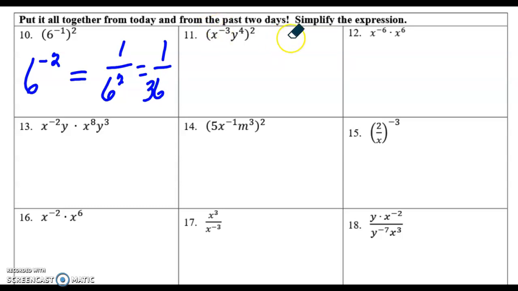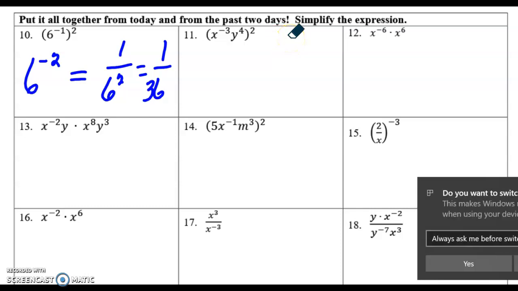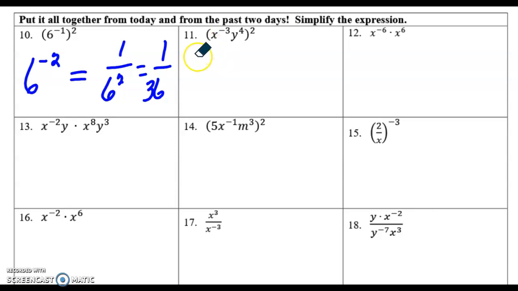Again, here we have a power to a power, so we're going to multiply, and you're going to get x to the -6, y to the 8th, and then this x has a negative exponent, so it goes down, and the y stays in the numerator.